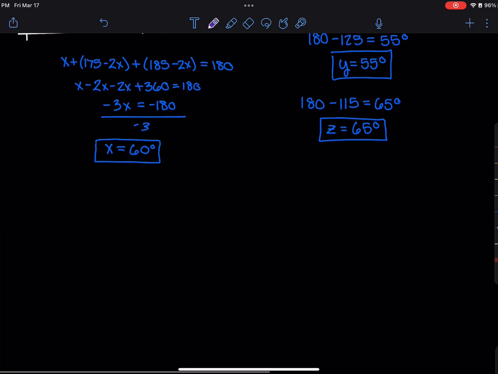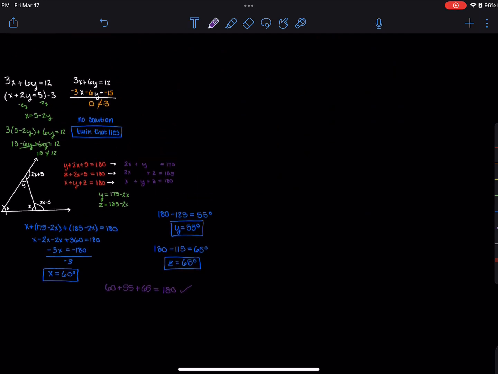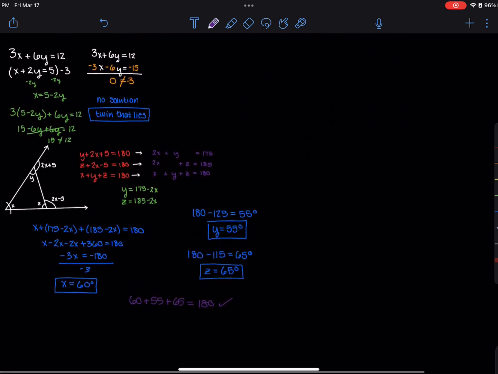And now we're just going to go back and double check all of that, to make sure that it all adds up to the right number. 60 plus 55 plus 65 is equal to 180. So it all checks out, everything works, and that is how you would solve problem number 3 and problem number 10. Thank you.